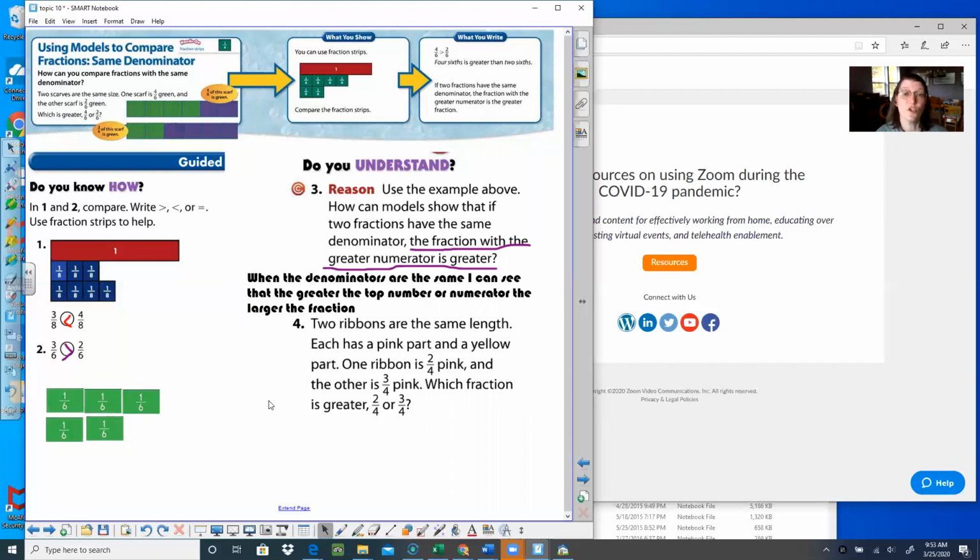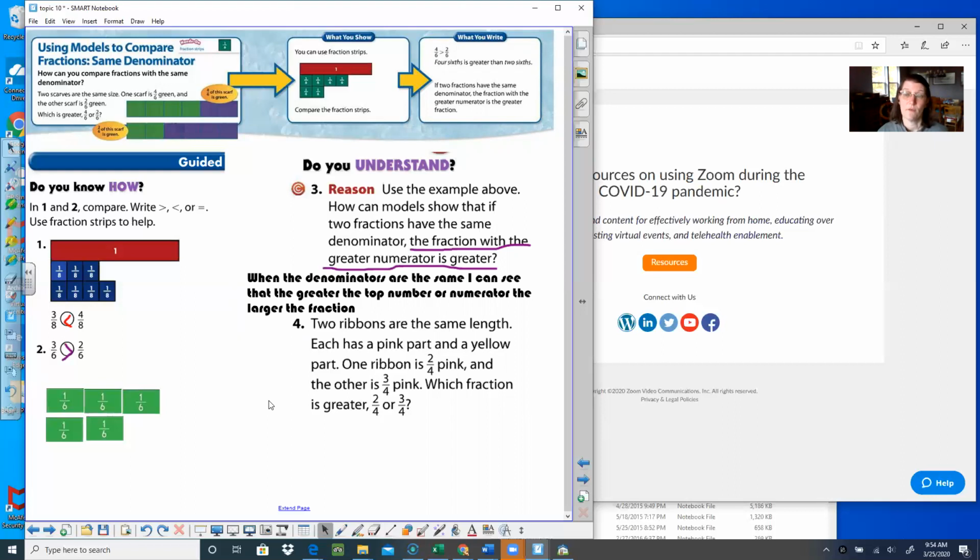Now, number 4, two ribbons are the same length. Each has a pink part and a yellow part. One ribbon is 2/4 pink, and the other is 3/4 pink. Which is greater, 2/4 or 3/4? So what they're expecting us to do is remember that our denominator for both of these fractions is the same.